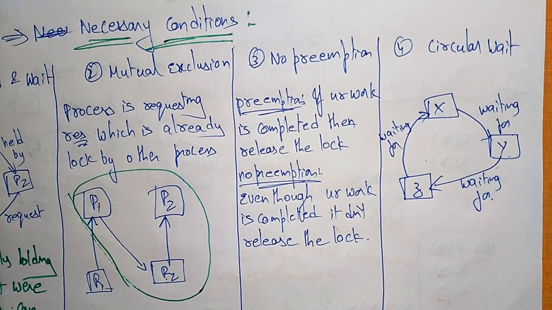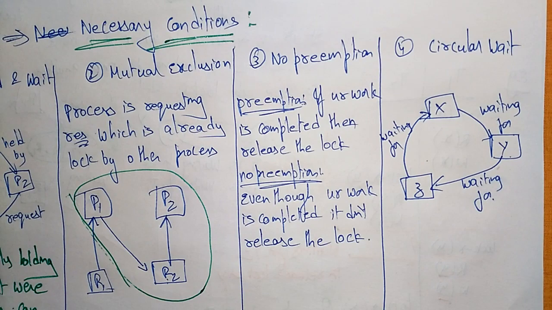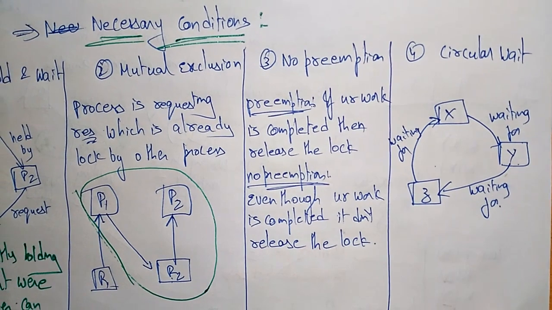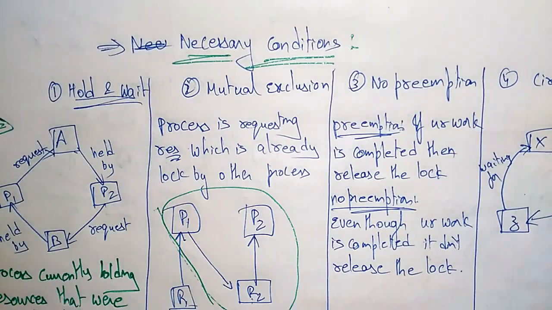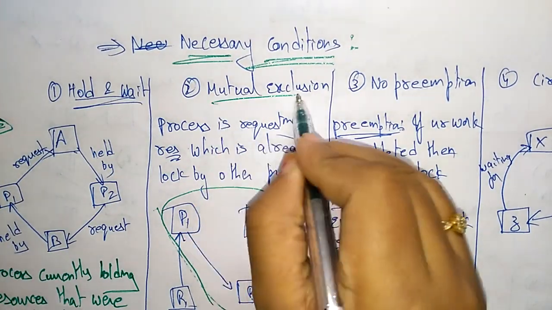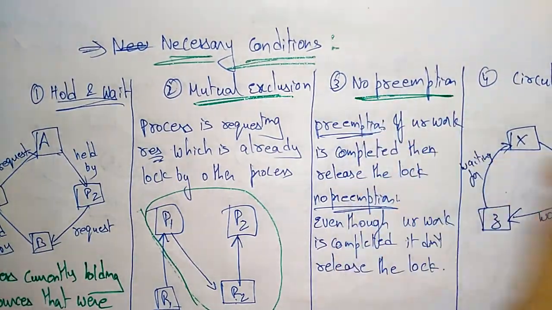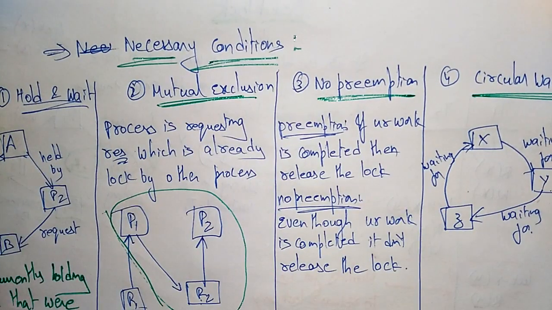So these are the different necessary conditions for deadlock. Deadlock may occur through hold and wait, or mutual exclusion, or non-preemption, or circular wait.